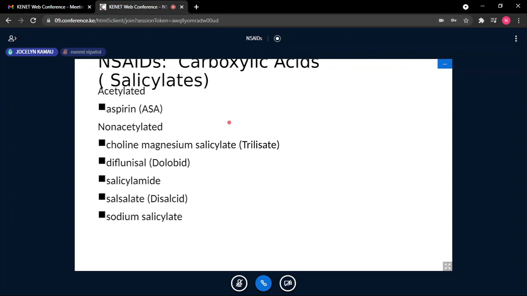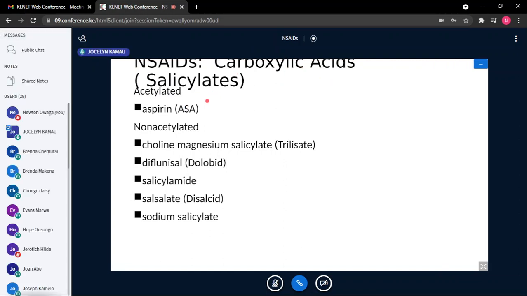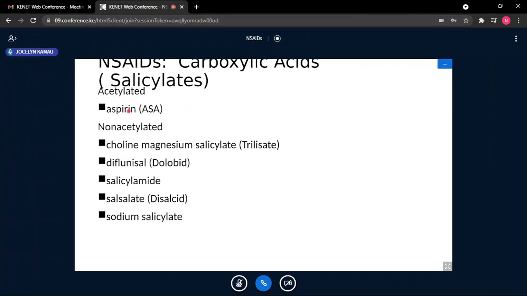We find a way. So we are looking at the first category. The first category is what we have called the carboxylic acids or the salicylates. Most of them are indeed salicylates. In that particular class, we have two categories: the acetylated, which means they have an acetyl group, such as aspirin, and the non-acetylated, which do not have an acetyl group. You have choline magnesium salicylate, diflunisal, salicylamide, and sodium salicylate. We will look at all of them and understand the differences.